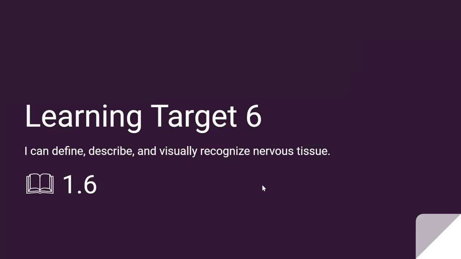Okay, our next tissue type is nervous tissue. So learning target 6 says I can define, describe, and visually recognize nervous tissue. This is another tissue that we don't go too in depth in during this unit because we're going to see it more later on in the year when we get to the nervous system, but just something we can be aware of right now as one of the 4 main tissue types.